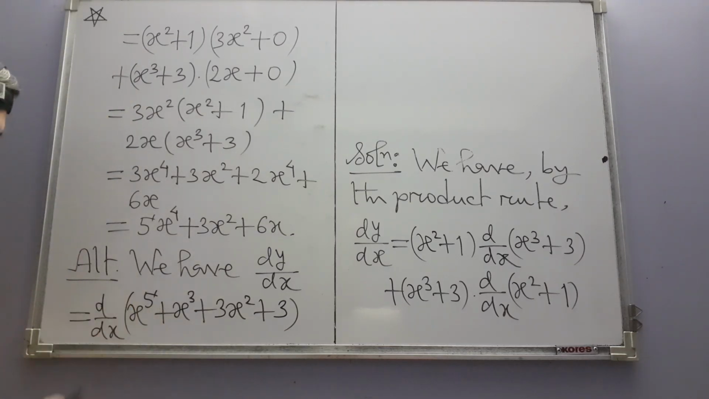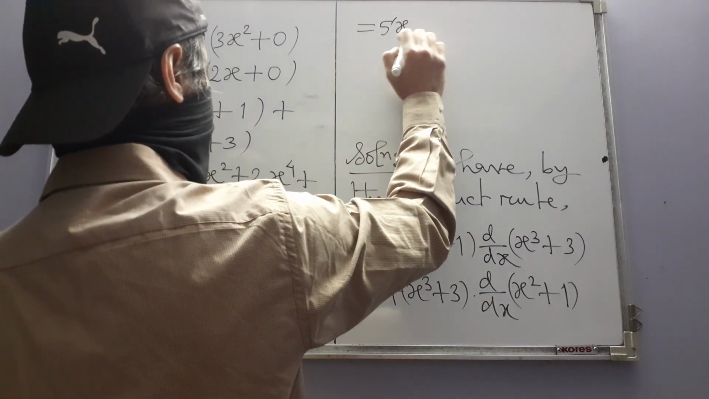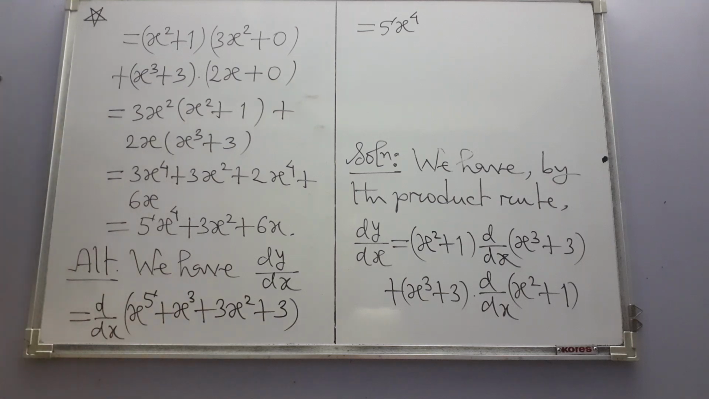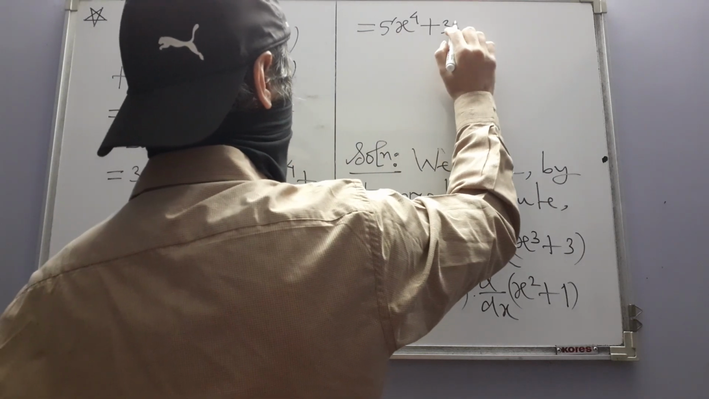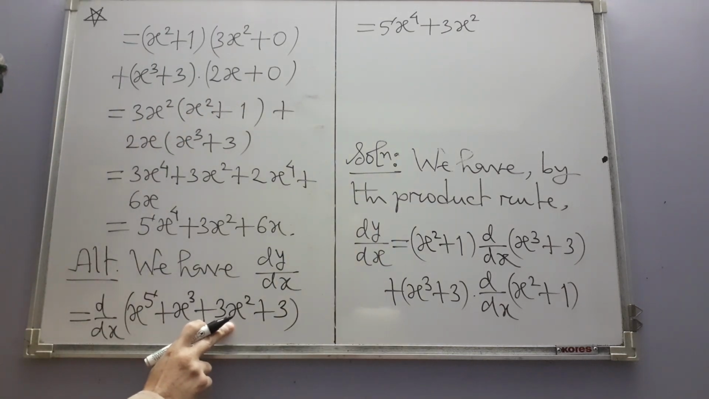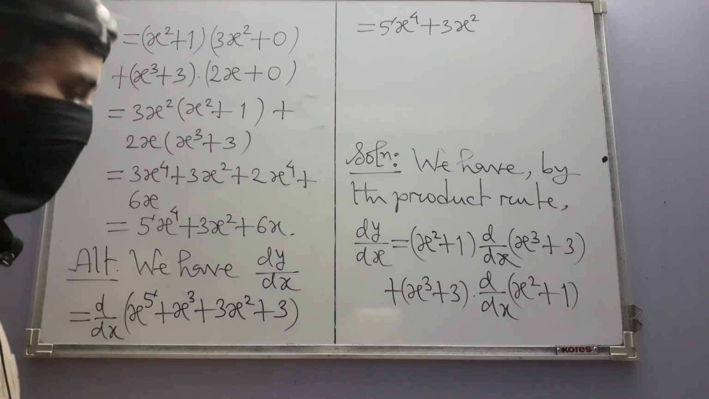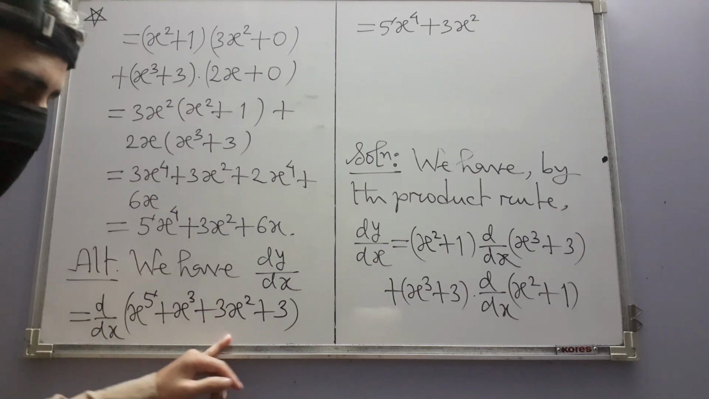First I will differentiate x to the power 5. So the exponent 5 comes down and then gets reduced by 1. Similarly, here I am going to get 3x squared plus, I am doing the things very fast. Actually, there are many intermediate steps.